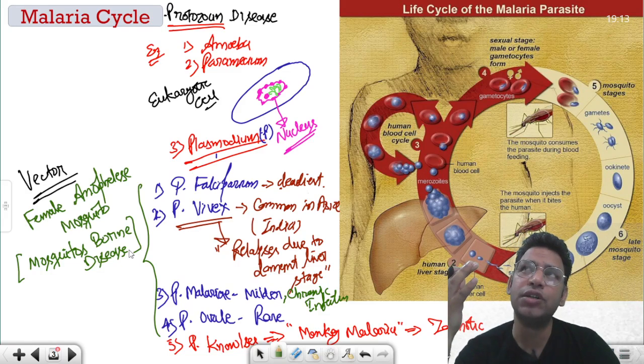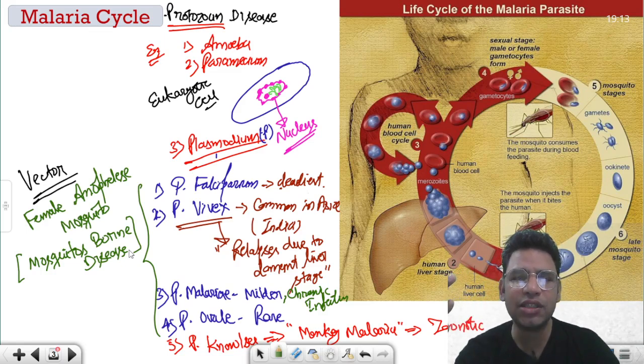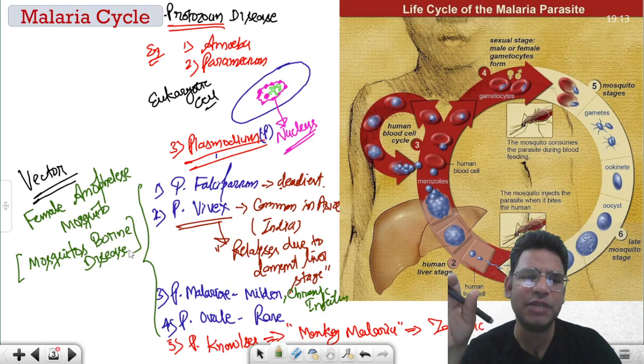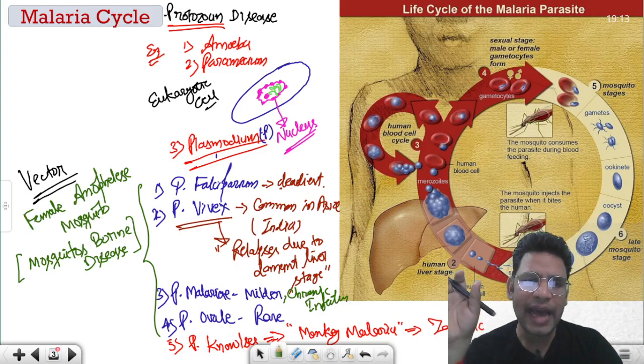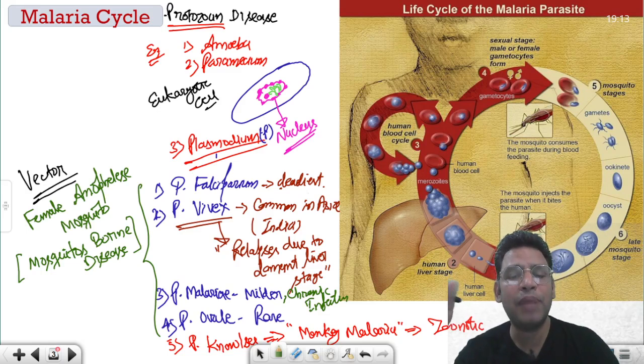Then Culex mosquito is responsible for filaria also, which is again a parasitic disease, also known as elephantiasis, because the lower limbs look like those of elephants. So these are all the main diseases which are transmitted by mosquitoes, right? And another mode, mosquito bite. After a mosquito bite, the parasite goes to the bloodstream.